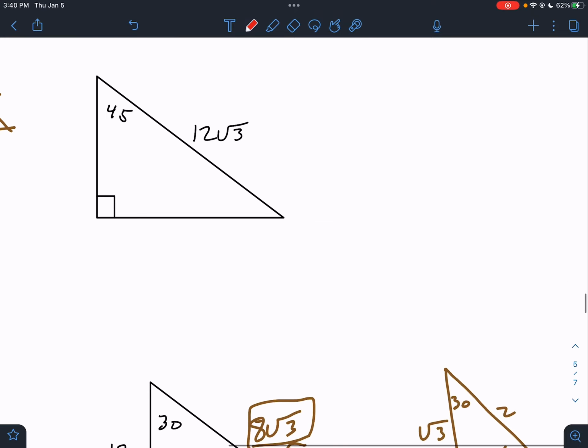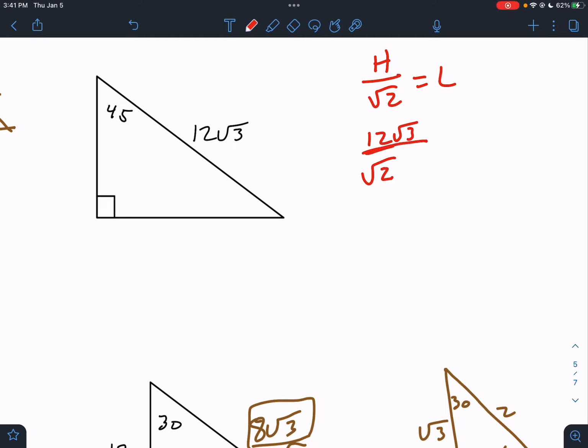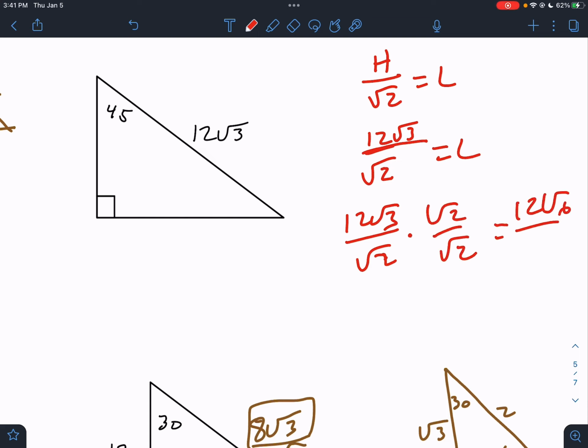Here we have a hypotenuse. How do you do that? Well, if we look at the rule, it's the hypotenuse divided by the square root of 2 equals the leg. So for this problem, it'd be 12 divided by the square root of 2. Oh, sorry, not 12. 12 root 3 divided by the square root of 2 equals the leg. We got to clean that up. That would be 12 root 3 over root 2. So we're going to multiply it by root 2 over root 2. That is 12 root 6 over 2, which is 6 root 6.